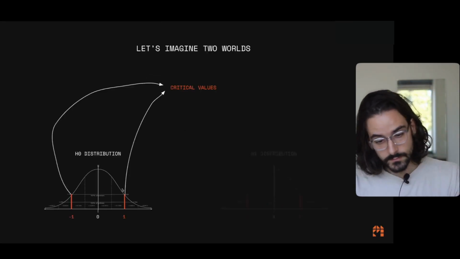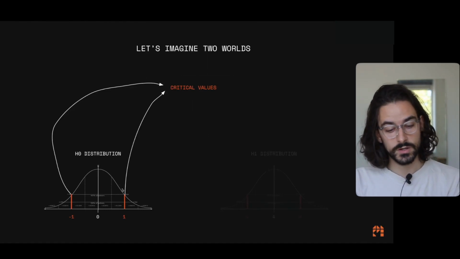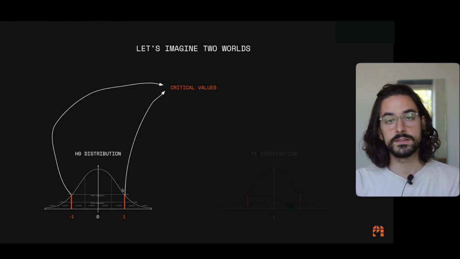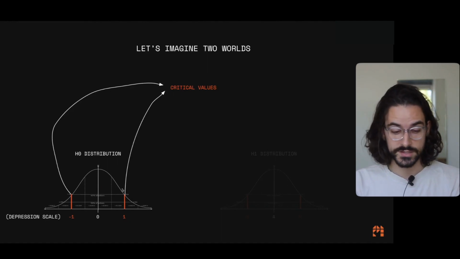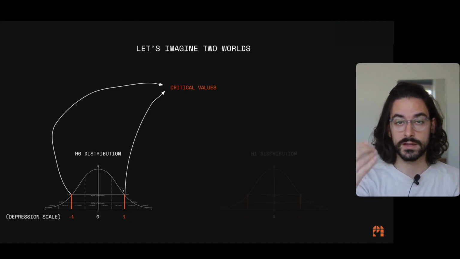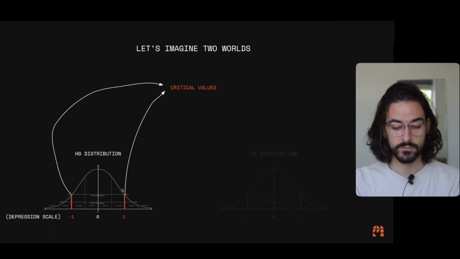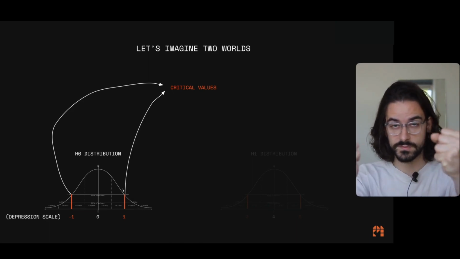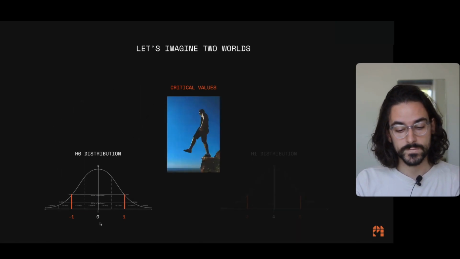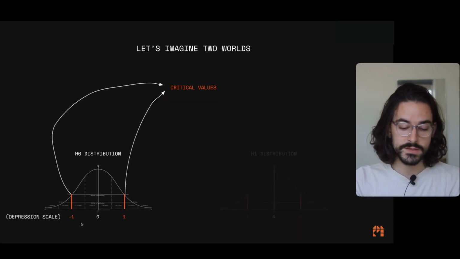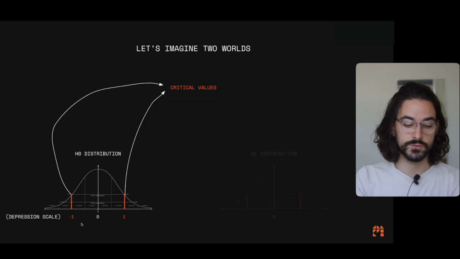Awesome. Now, in this world of H0 distribution, we can find these things called the critical values. So this is, again, a depression scale. It's going to show me how much you were impacted by using Instagram. It's the main number for the difference between people who use Instagram and people who didn't. These critical values go from -1 to 1.